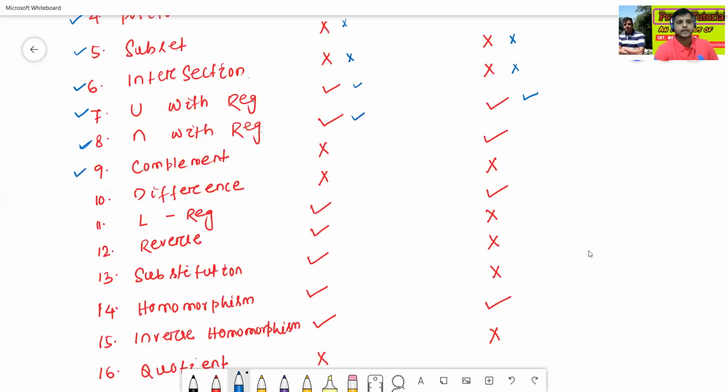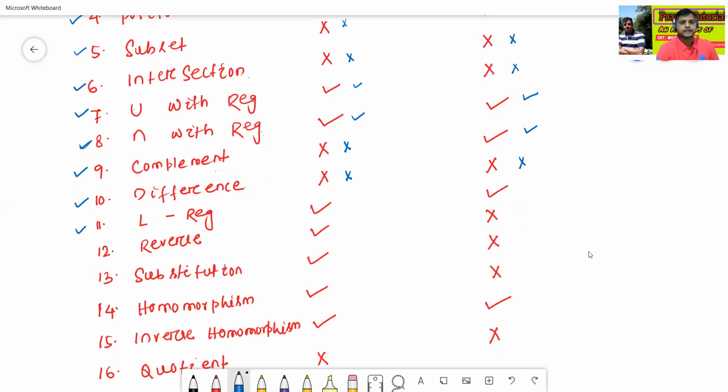Then complement. The complement operation is not closed under CFL language, but the complement operation is closed under DCFL language. Then difference. Difference is not closed under CFL, and the difference operation is not closed under DCFL.